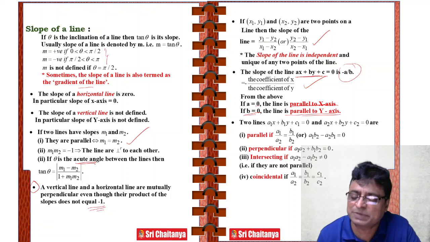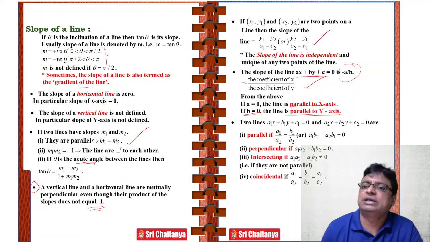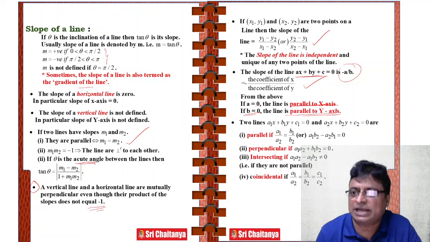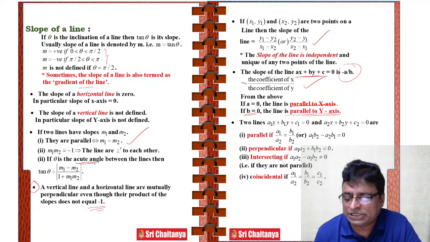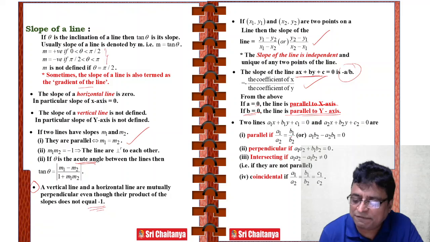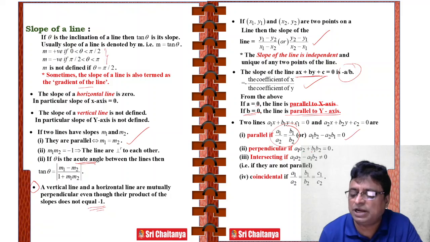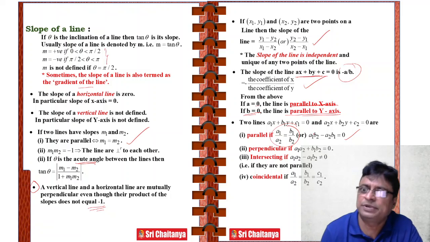So in the line ax plus by plus c equal to 0, if the coefficient of x is 0, then the line is parallel to the x-axis. If the coefficient of y is equal to 0, then the line is parallel to the y-axis. And if two lines a1x plus b1y plus c1 equal to 0 and a2x plus b2y plus c2 equal to 0 are parallel, the condition is a1 by a2 equal to b1 by b2, that means the ratio of the x coefficients equals the ratio of the y coefficients, or a1 b2 equal to a2 b1 after cross multiplication. For perpendicular, a1 a2 plus b1 b2 equal to 0, that means the product of the x coefficients plus the product of the y coefficients equal to 0.